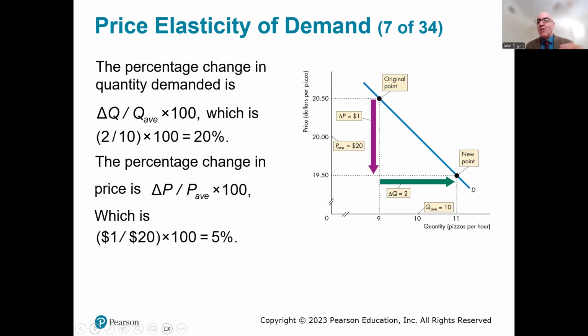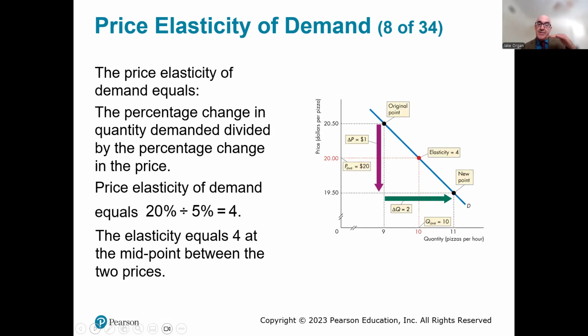And then we do the same with the price, where price 1 is 20.50 and price 2 is 19.50. So that's effectively a change of $1 over the average price, which is 20.50 plus 19.50 together, which is 40, divided by 2, which makes $20. So that's $1 divided by $20 times 100, 5%. And so the price elasticity of demand is 4, because it's 20% over 5%. And that's how to work it out. The midpoint formula, you'll have to do it a few times, but you'll get it.